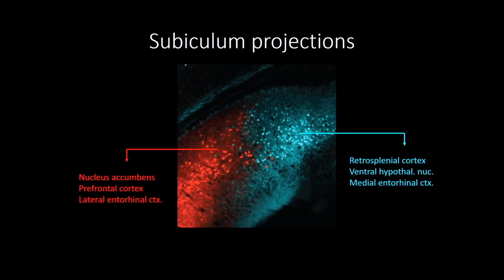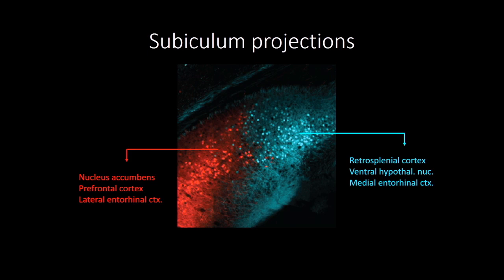To address this more comprehensively in a series of pairwise retrograde injections, I injected a host of downstream regions. And what we found is that for the vast majority of downstream targets of the subiculum, proximal and distal subiculum had entirely different suites of projections. Proximal subiculum had strong projections to the nucleus accumbens, prefrontal cortex, and lateral entorhinal cortex. Distal subiculum instead showed projections to the retrosplenial cortex, the ventral hypothalamic nucleus, and the medial entorhinal cortex, giving us retrograde information that suggests proximal and distal subiculum have largely different downstream targets.